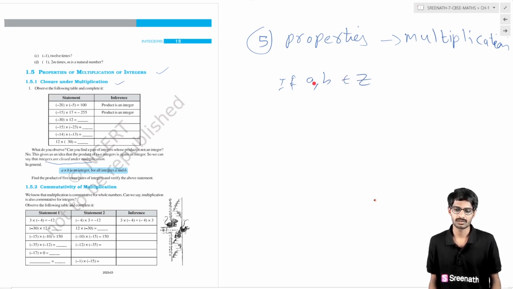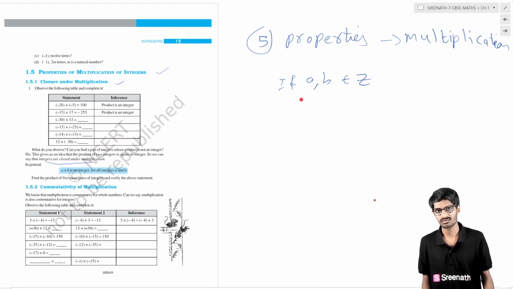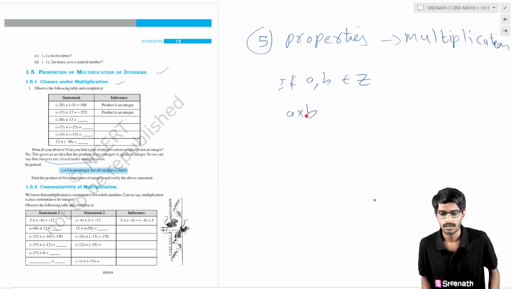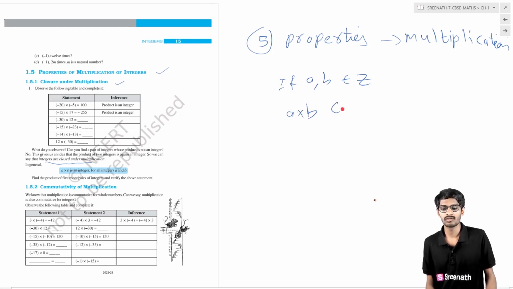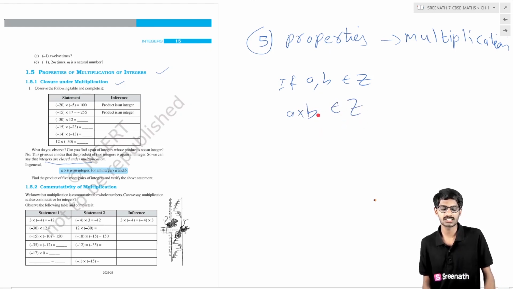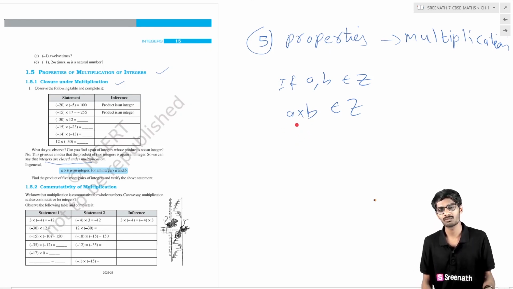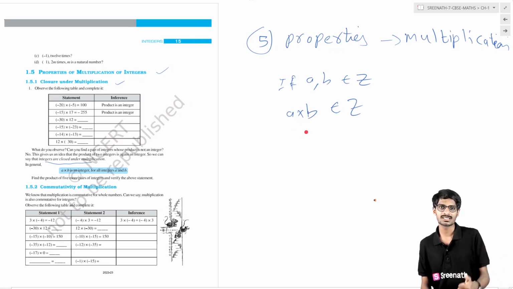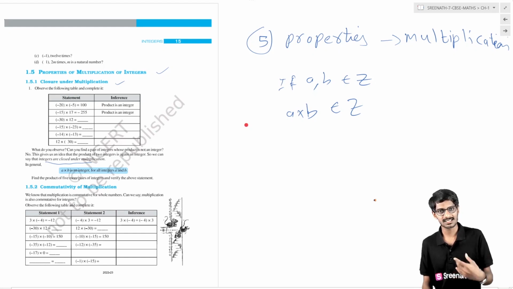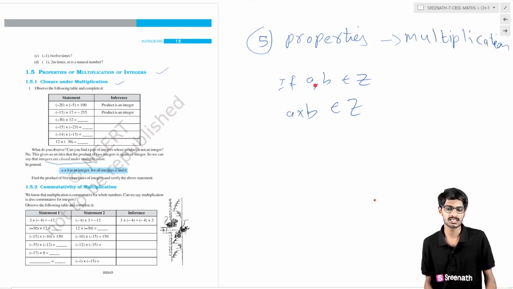Integers means Z. A may be 1, 2, 3, and B may be 1, 2, 3 or minus 1, like that. Then if we multiply a cross b, the result also belongs to the integers, which means a cross b is also anything like minus 1, minus 2 or minus 3. Then we say that closure is satisfied, or integers are closed under multiplication. This is about the closure property under multiplication.